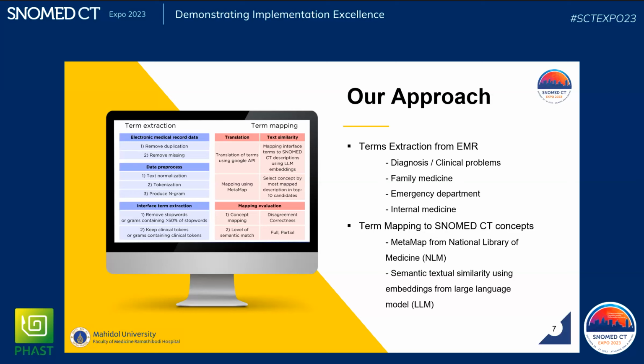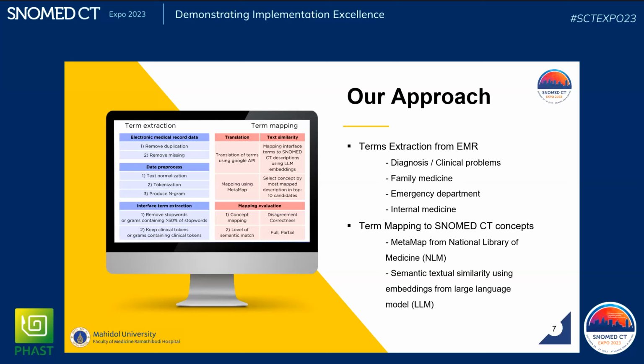First, we are using MetaMap from the National Library of Medicine. And the second one, we use semantic textual similarity using embeddings from a large language model. Here, as you can see from the term extraction part, the blue one, first we remove the duplication and missing values, which is cleaning the data.